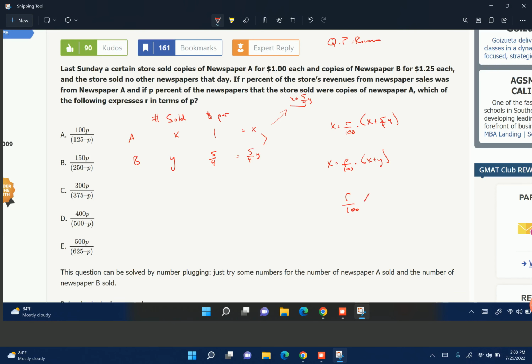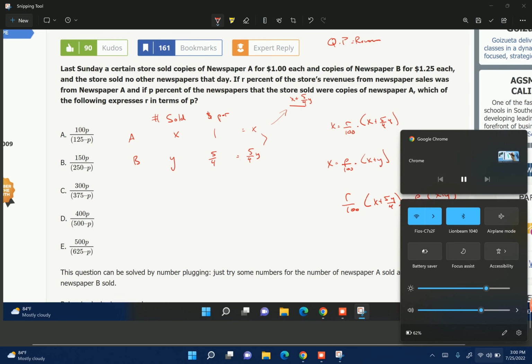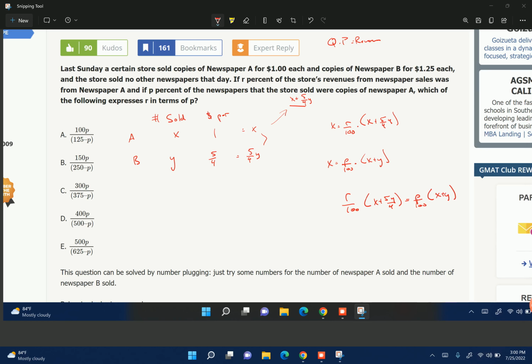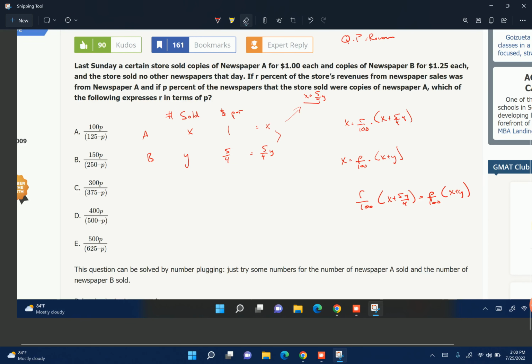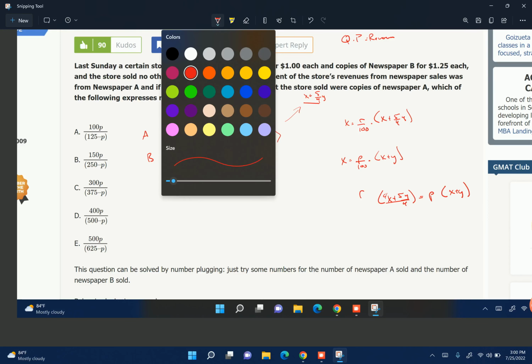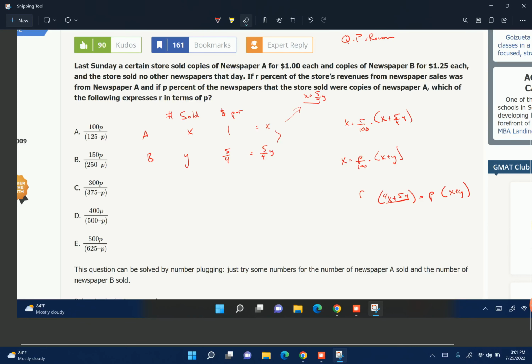R over 100 times (X plus 5Y over 4) equals P over 100 times (X plus Y). Okay, I'd want to clean this up a little bit. First of all, you can multiply both sides by 100 and then just get rid of that part of it. So that's gone. And then maybe let's make this fraction in here a little cleaner first, just to prepare to put all this together. So that's all 4X, that's all over 4.